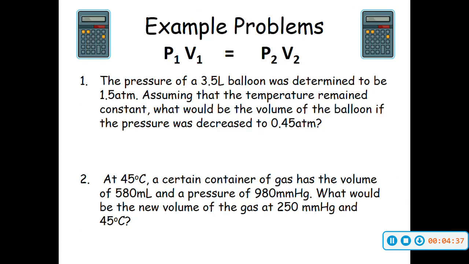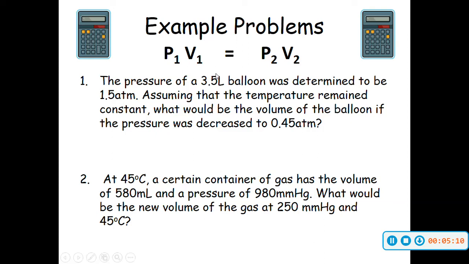Okay, so this brings us to our sample or example problems. Again, our formula for Boyle's law is P1 V1 equals P2 V2. The pressure of a 3.5 liter balloon was determined to be 1.5 atmospheres. Assuming that the temperature remained constant, what would be the volume of the balloon if the pressure was decreased to 0.45 atmospheres?